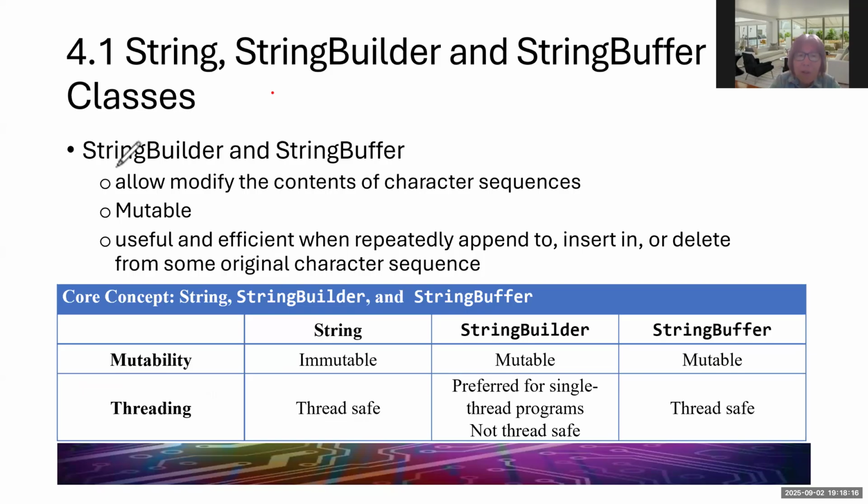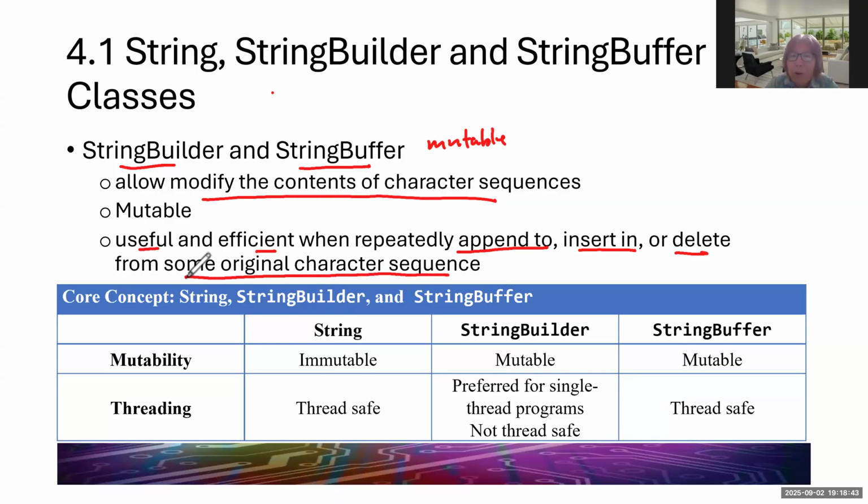There are two other string-related classes called StringBuilder and StringBuffer. Both of them are mutable, so they allow modification of the contents. They are also quite efficient and useful when we repeatedly want to append, insert, or delete in the original character sequence. In this case, we can use StringBuilder and StringBuffer. This table also gives a comparison among the three.